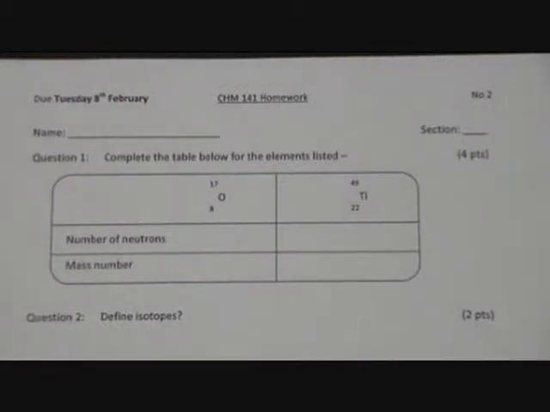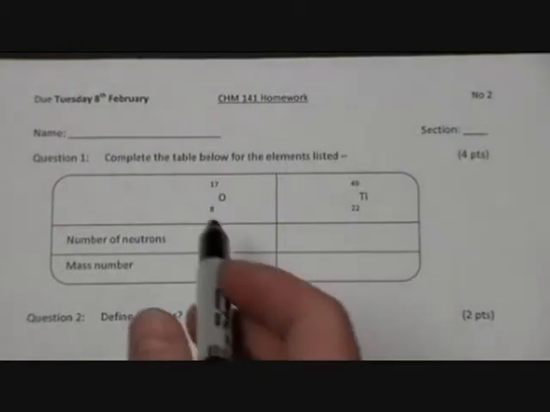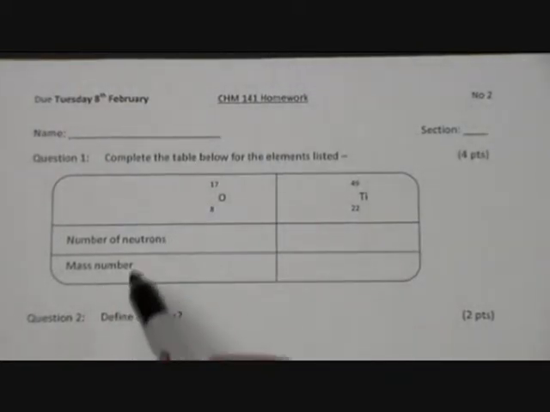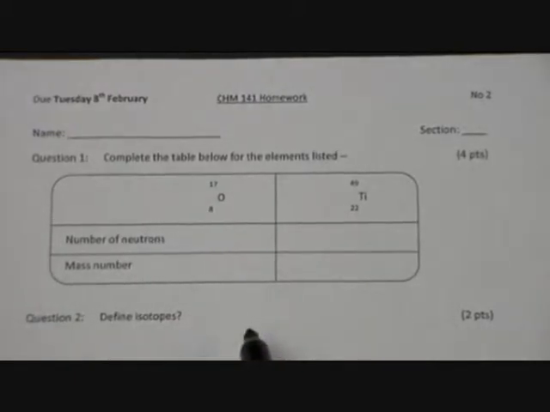So homework number 2, that is due today, and let's look at some of those answers. Question 1 says complete the table, and we're looking for the number of neutrons and the mass number.